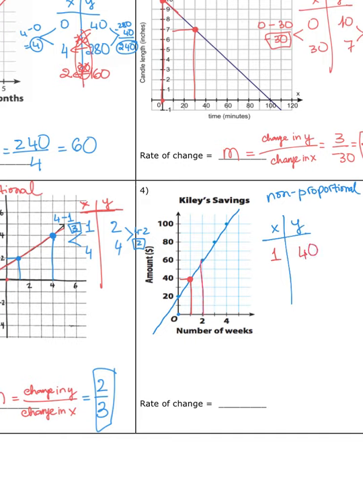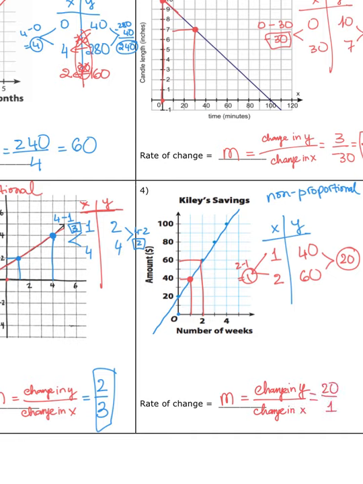Week 2, he saved $60. So change in y is 60 minus 40, which is 20. 2 minus 1 is 1. So the rate of change is change in y to change in x. So I have 20 over 1, which is 20.